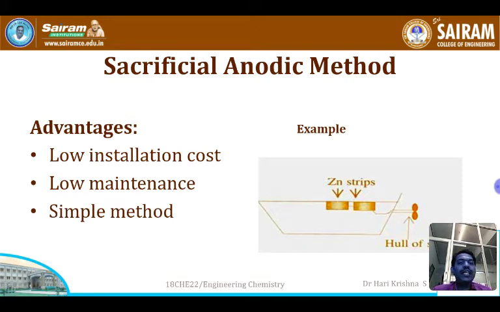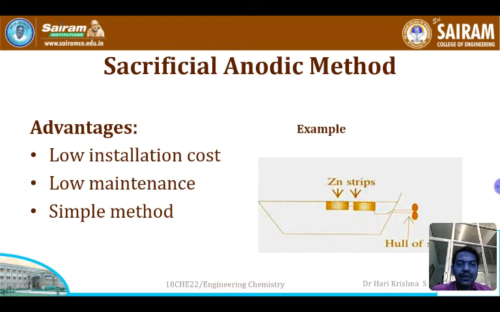As soon as you connect zinc or magnesium to the base of the ship, the base of the ship, which was acting as anode, will get converted to the cathodic side, because zinc is higher in the electrochemical series than iron. So now zinc starts supplying electrons to the base of the ship, which is now acting as cathode. So zinc starts undergoing corrosion.